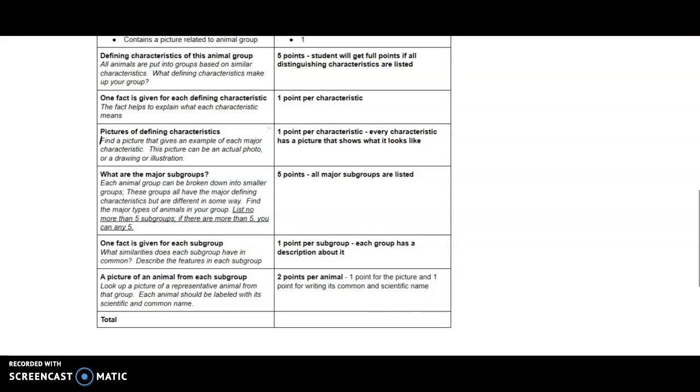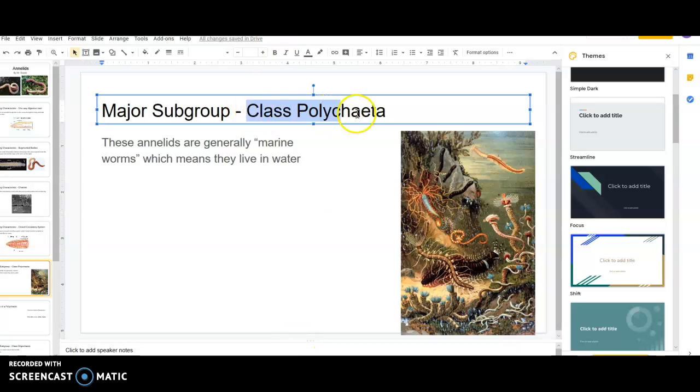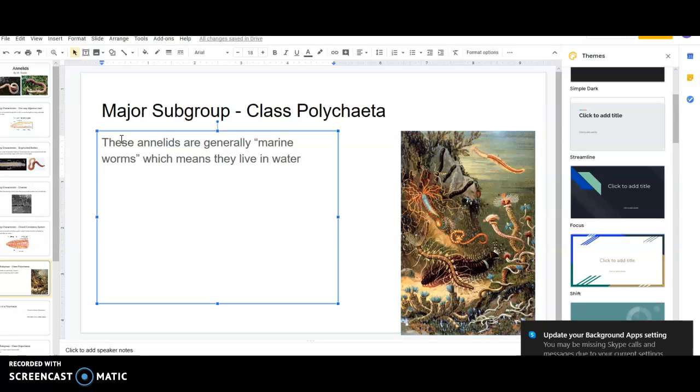So the 3 major subgroups I can find, they're each a type of class. The first, the polychaetes, or chaetae. I found this interesting artwork. This isn't my picture of one, but I thought I'd throw it up there because it's nice. These guys are marine worms, which means they live in water.